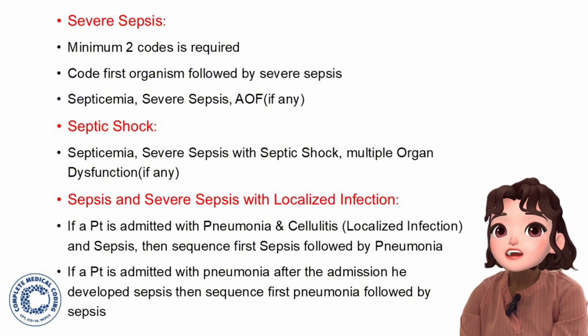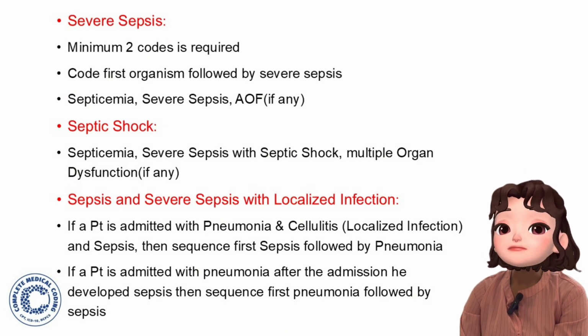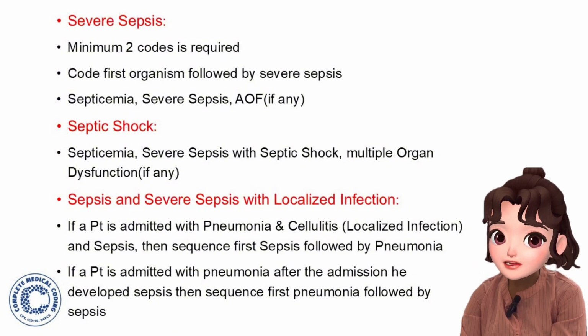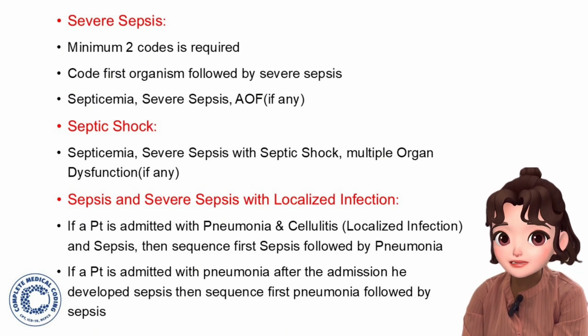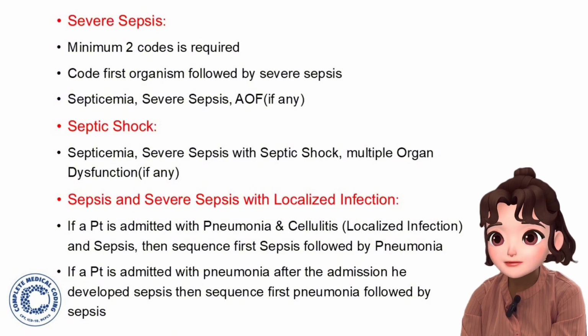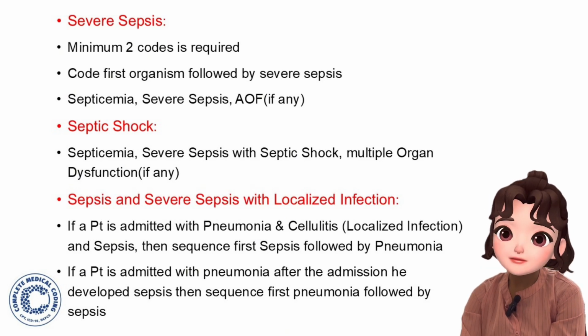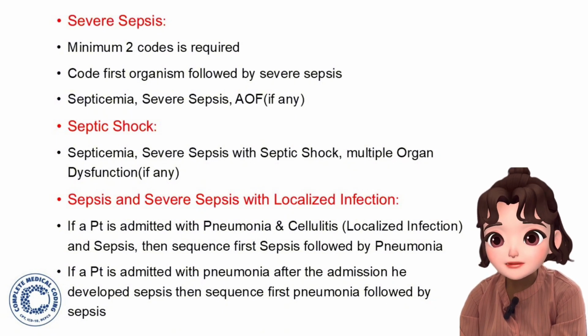Okay. Now, sepsis and severe sepsis with localized infection. If there is a localized infection, what codes will you code, and what is the sequencing? First, if a patient is admitted with pneumonia and cellulitis, a localized infection, and sepsis, then what will you code? Then sequence sepsis first, followed by pneumonia. Always code the sepsis first, followed by the localized infection, pneumonia.